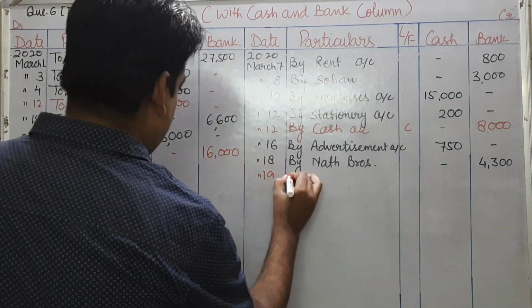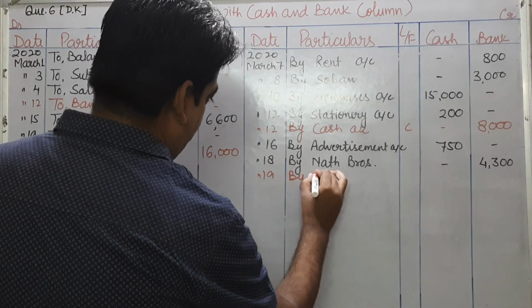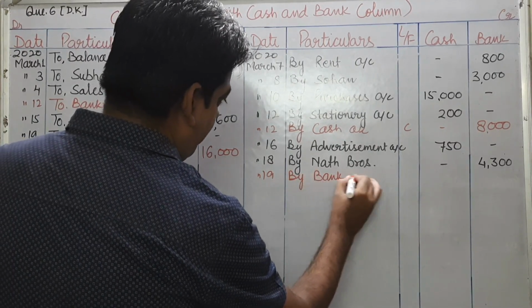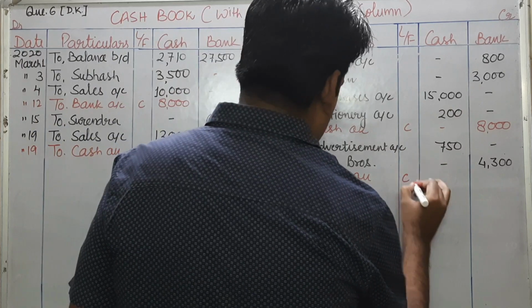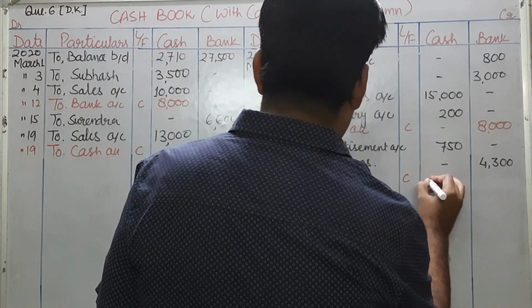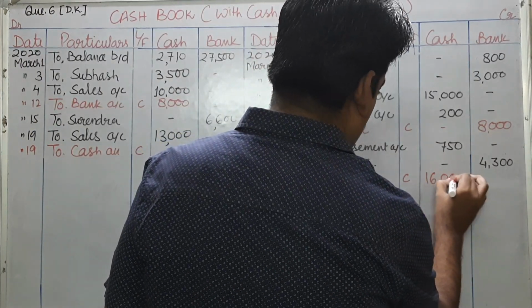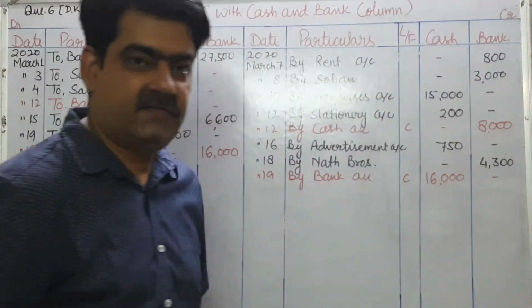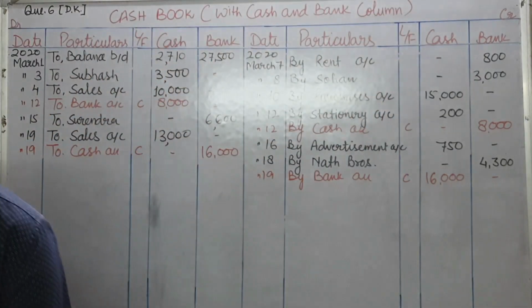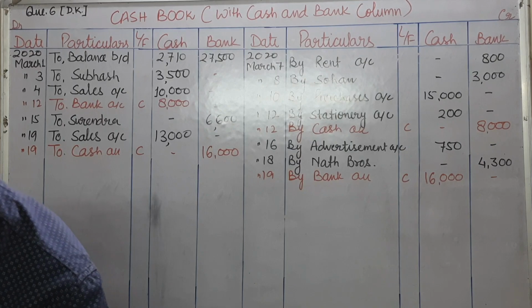March 19, by bank account. C represents contra, and amount will come in cash column, that is 16,000.